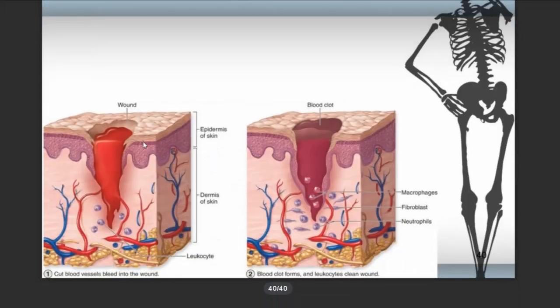Here we can see that there is a rupture in the epithelial tissue. We have epidermis and dermis of skin; leukocytes are residing in the dermis. There are no blood vessels in the epidermis, whereas the blood vessels are present in the dermis of the skin. We can see that blood vessels have been ruptured here. There will be formation of a blood clot. Macrophages are present there to kill any pathogen. Fibroblasts are producing collagen. They are filling the space. Neutrophils are again with the macrophages.